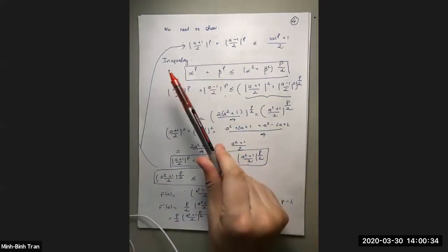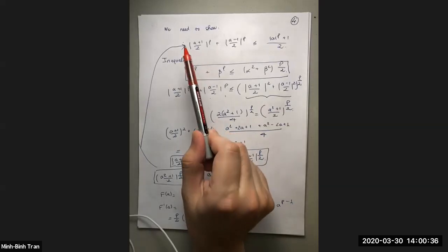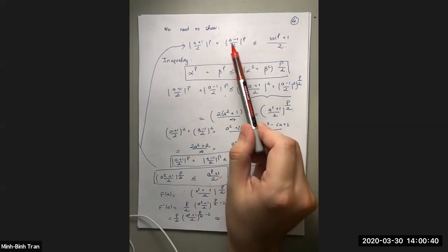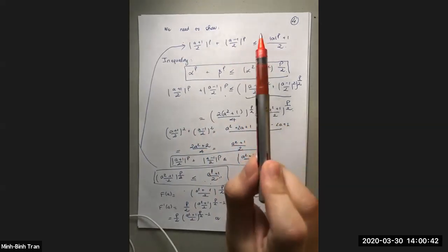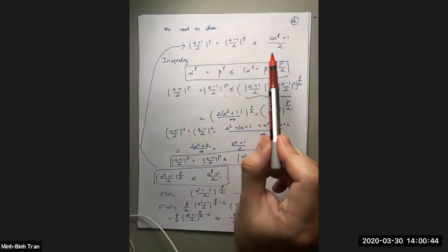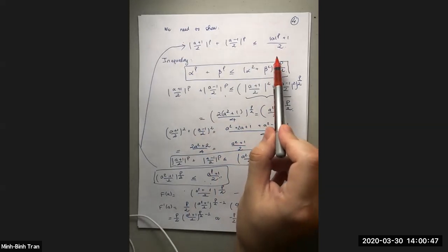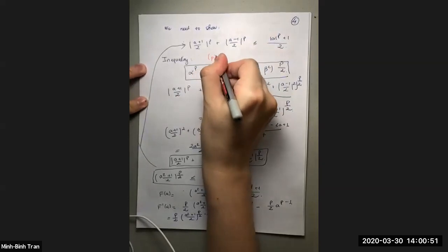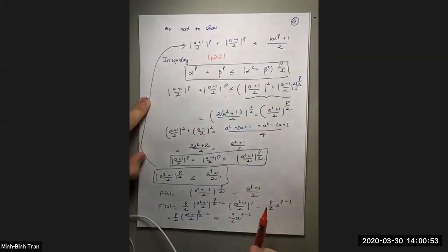So in the previous lecture, we were trying to show that (a + 1/2)^p + (a - 1/2)^p is smaller than or equal to (a^p + 1/2), where p is a number which is bigger than or equal to 2. All right, so this is what we were trying to solve.